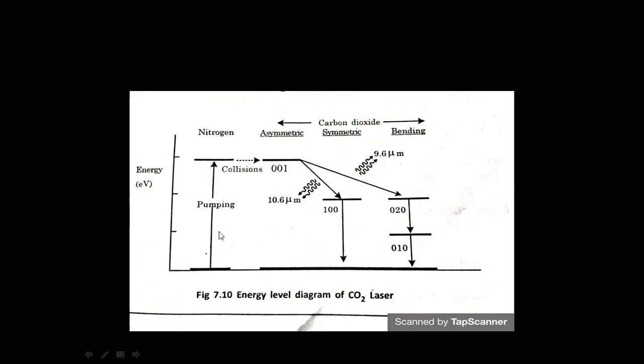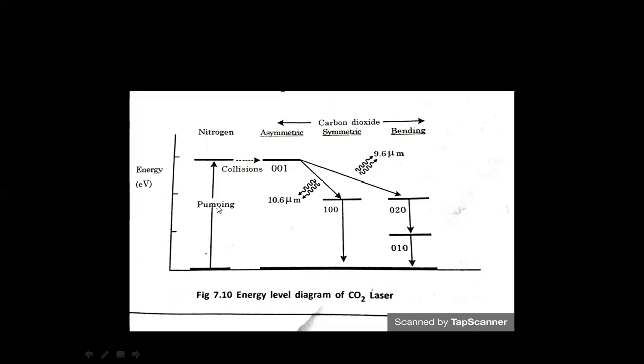What is actually population inversion? Population inversion is nothing but having a larger number of molecules in the excited state than in the ground state. So, we are pumping the nitrogen molecules from the ground state to the excited state. And nitrogen is actually a host. Host means it is involved in the process of pumping and does not involve itself in the process of laser action.